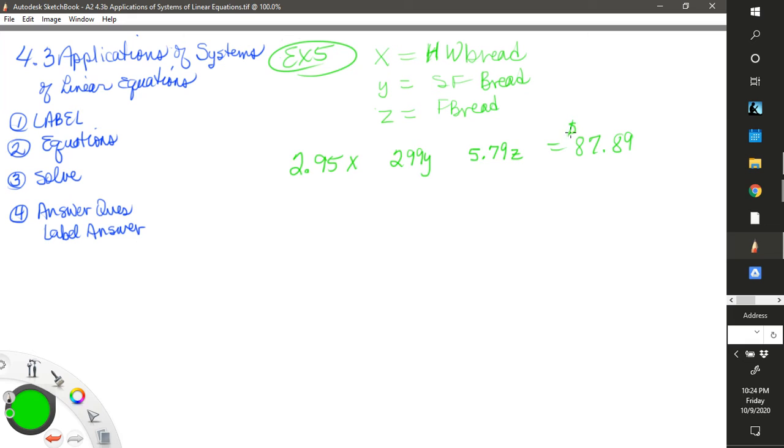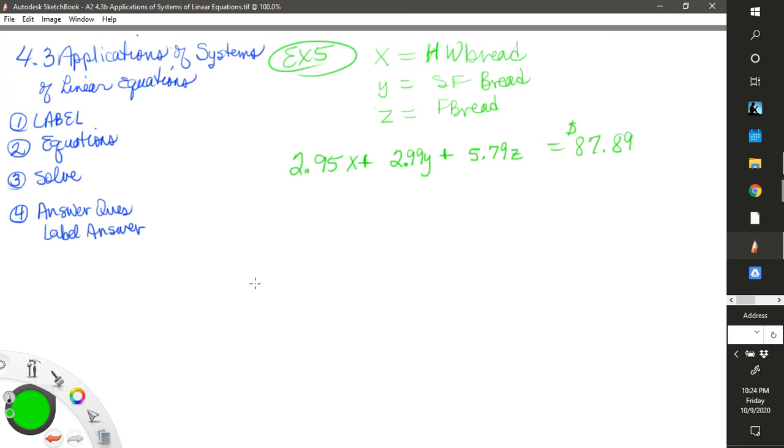$87.89. So every time I sold a loaf, one was $2.95 a loaf, another was $2.99 a loaf, and the other was, and that ended up being $87.99. Okay, so that's one of my equations. I've got 3 variables, so I'm going to need 3 equations. So let's go listen to the information and see what we can come up with.